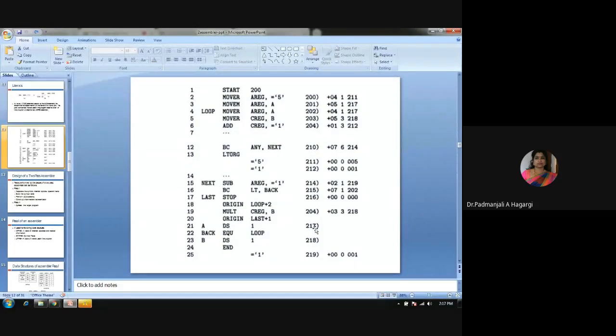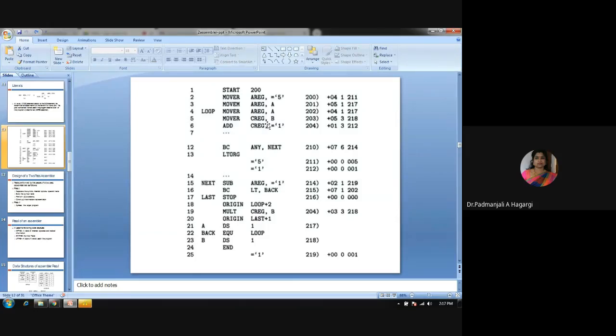Once it has come to know, wherever we have kept a dash, it fulfills them. Now A will be found at 217. B will be found at.